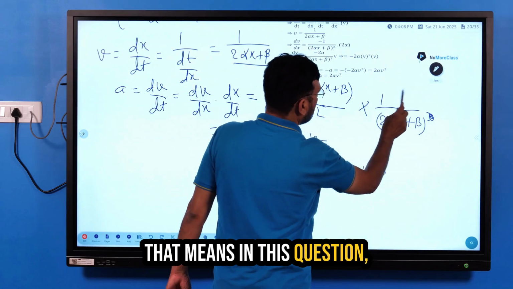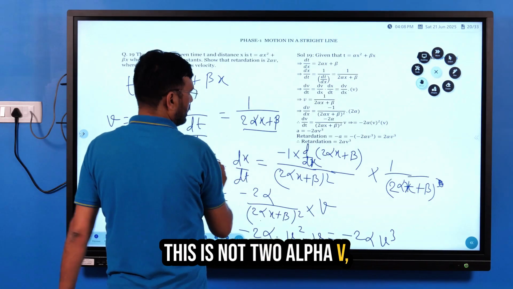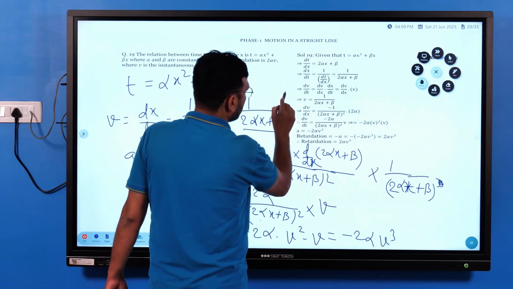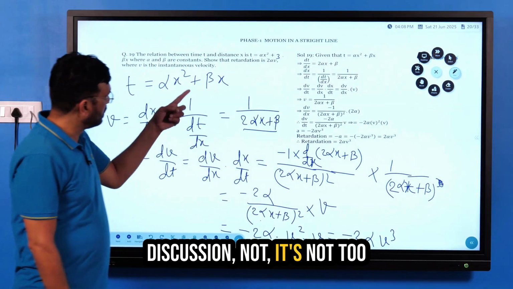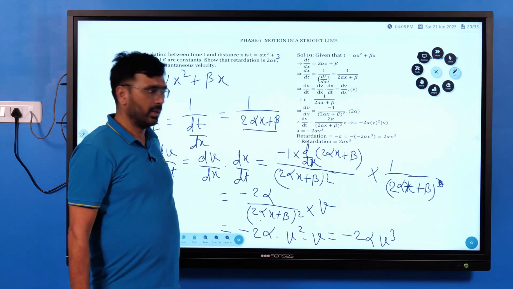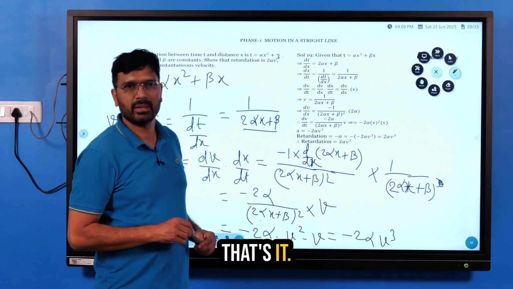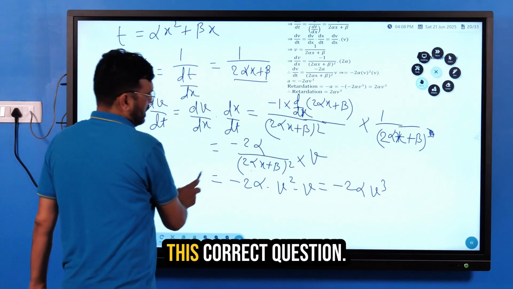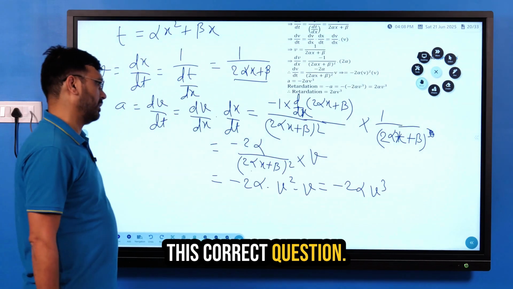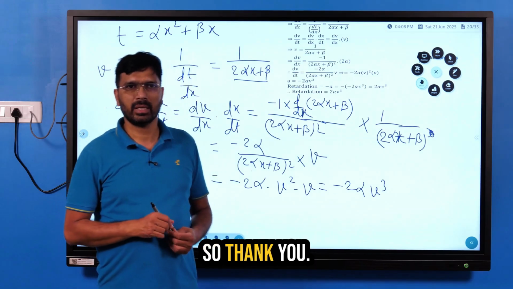That means in this question, it is not 2 alpha v. It will become 2 alpha v cube. It's not 2 alpha v, it's 2 alpha v cube, and the minus indicates that it's retarding. That's it. So this is the solution for this question. I got minus 2 alpha into v cube. Okay, students, fine. So thank you.